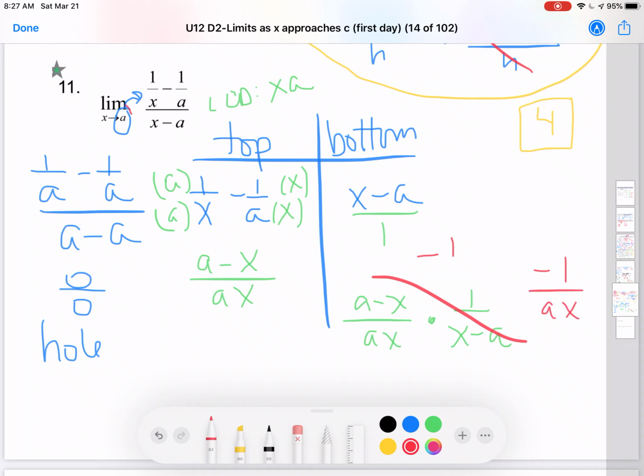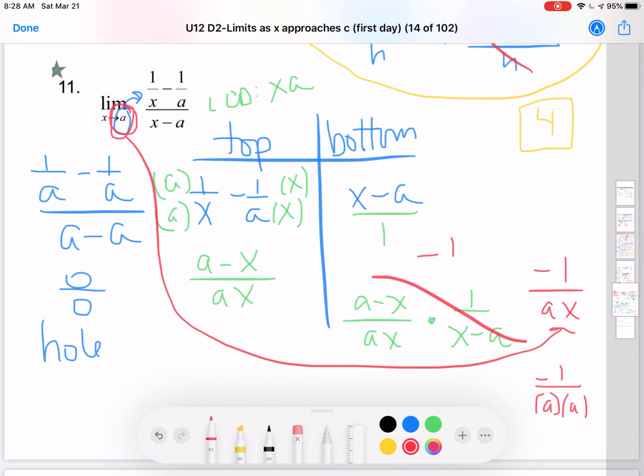And now they wanted us to sub in A. So -1 over A times A. So -1 over A squared is my answer. All right, so hopefully somebody got that right.